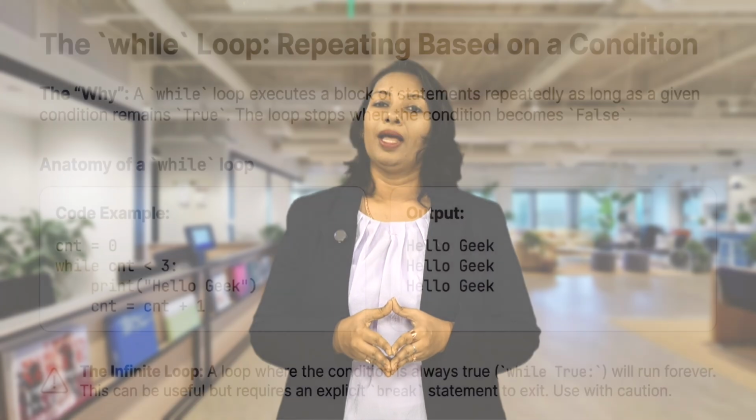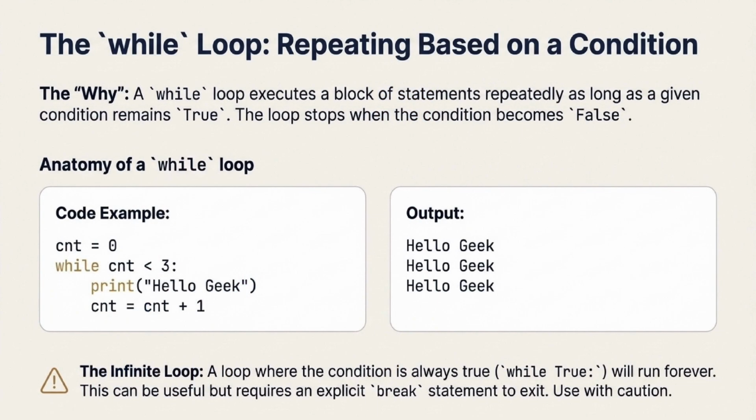Now let's understand the second type of loop in Python, the while loop. The while loop is used when we want to repeat a block of code as long as a condition remains true. The moment the condition becomes false, the loop stops automatically. This makes the while loop very useful when we do not know in advance how many times a task needs to be repeated. Let's look at the code.